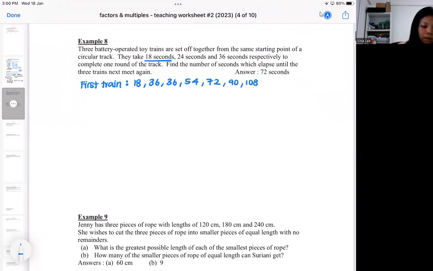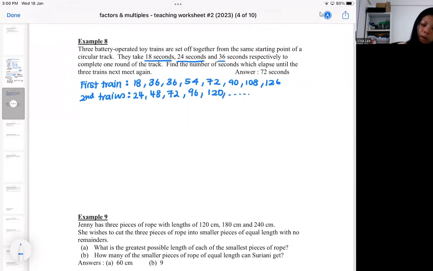So these are the timings for it to complete 1 round for the first train. For the second train, it is 24. So every 24 seconds, it will complete 1 round. 48 seconds, it will complete 2 rounds. 72 will be the third round. 96 seconds, fourth round. 120, fifth round.